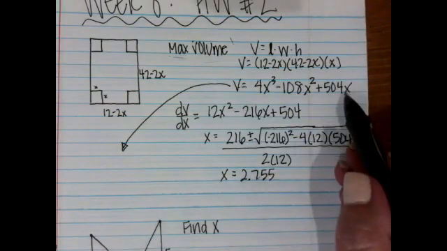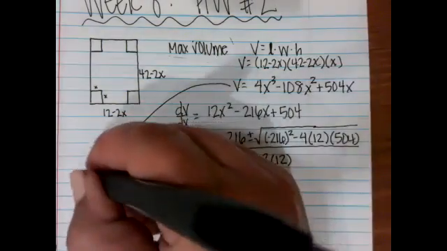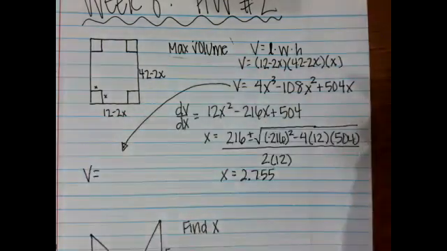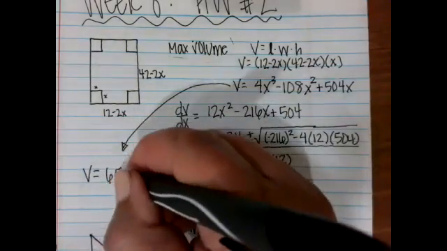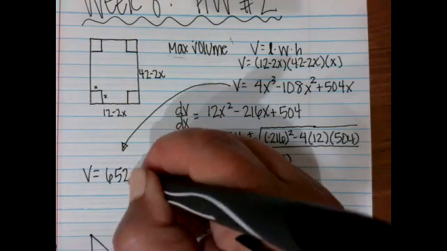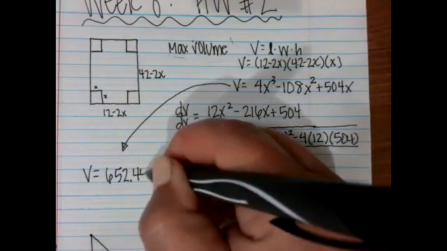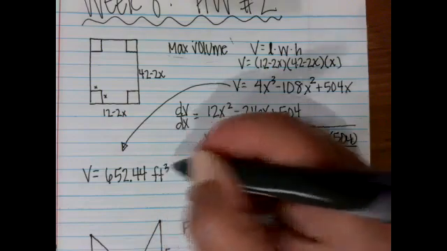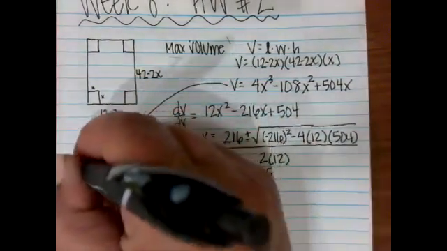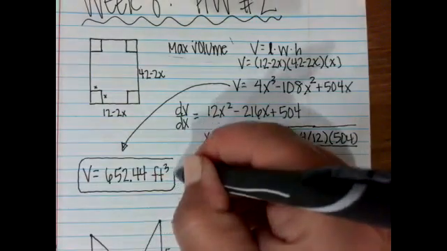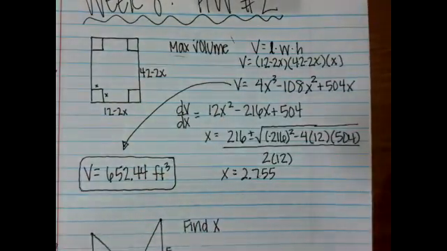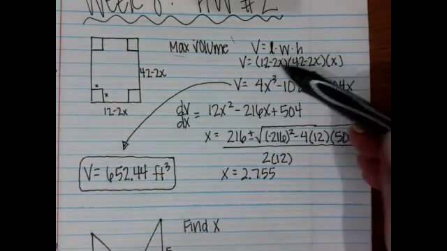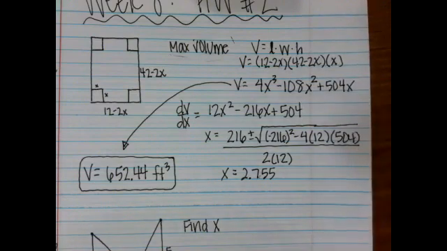And again, on my calculator, I just use the answer button. So that would give you a maximum volume of 652.44. I think these were feet, so that would be feet cubed. So that one is what I would consider not too bad, because foiling was really as hard as the algebra got.